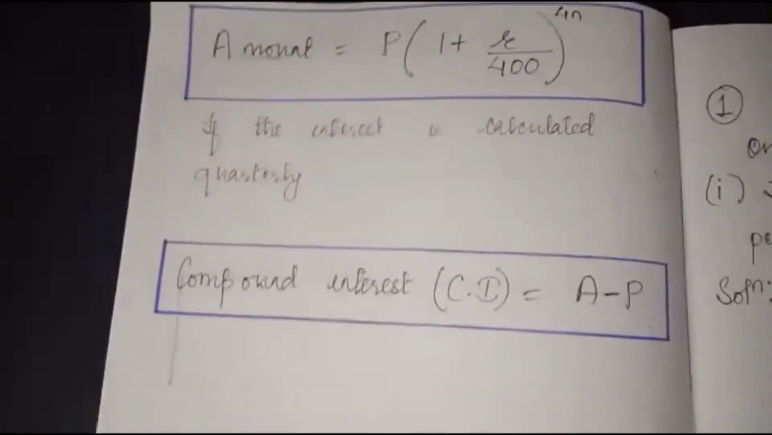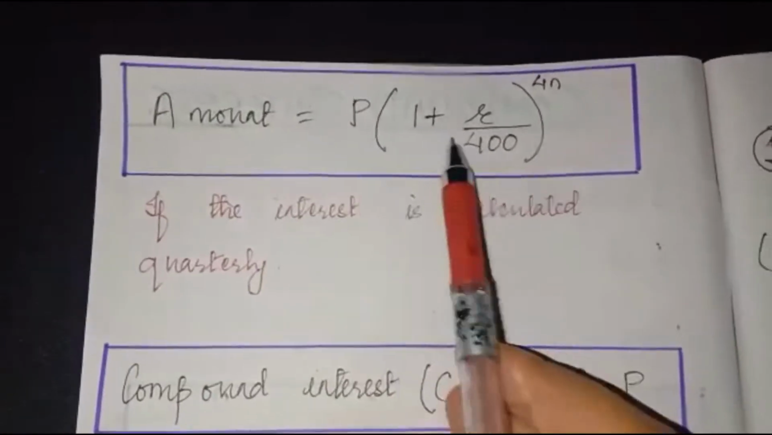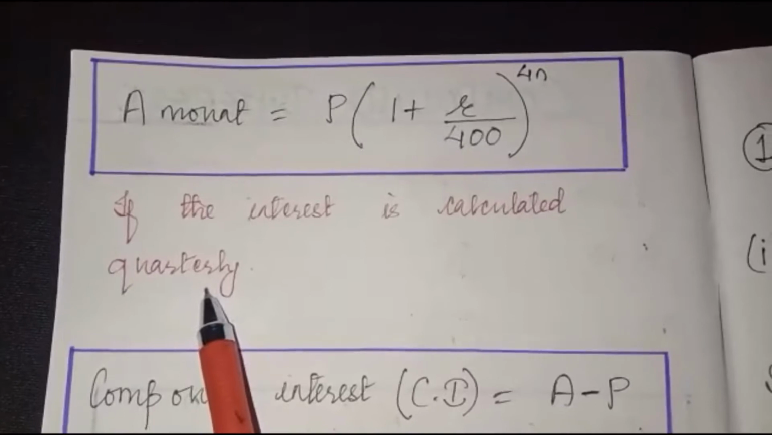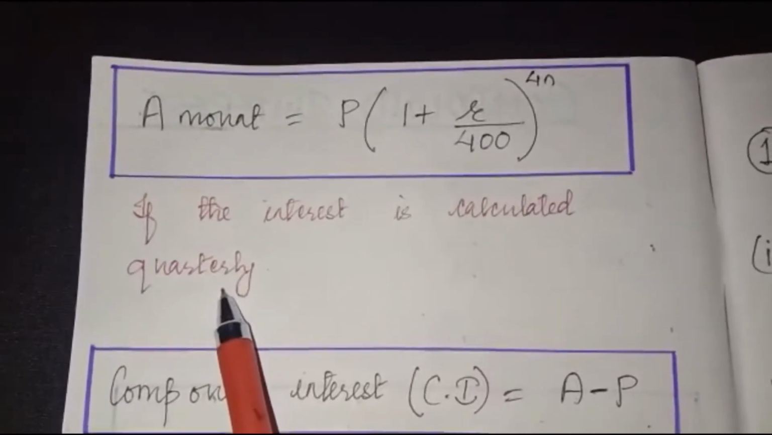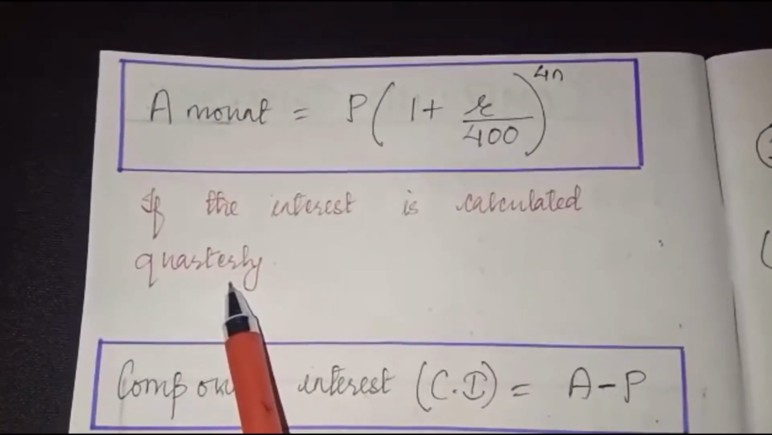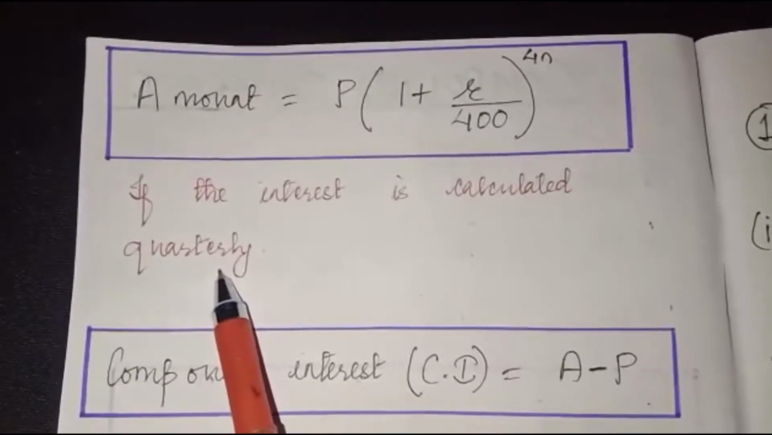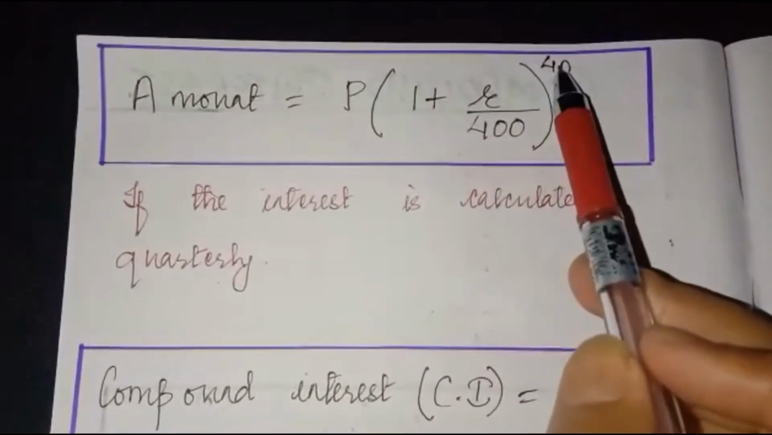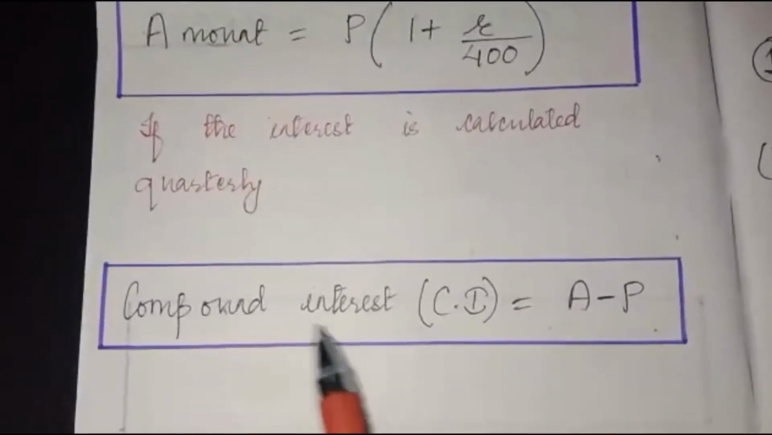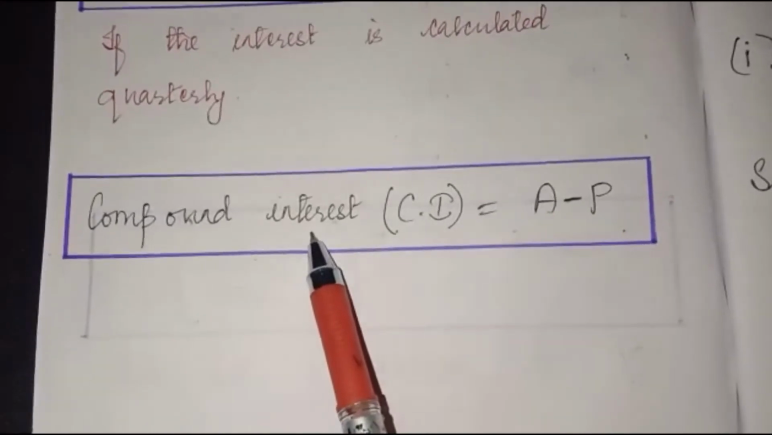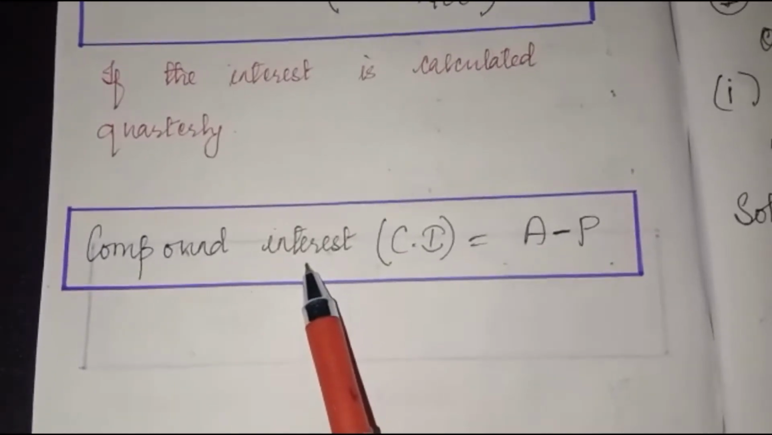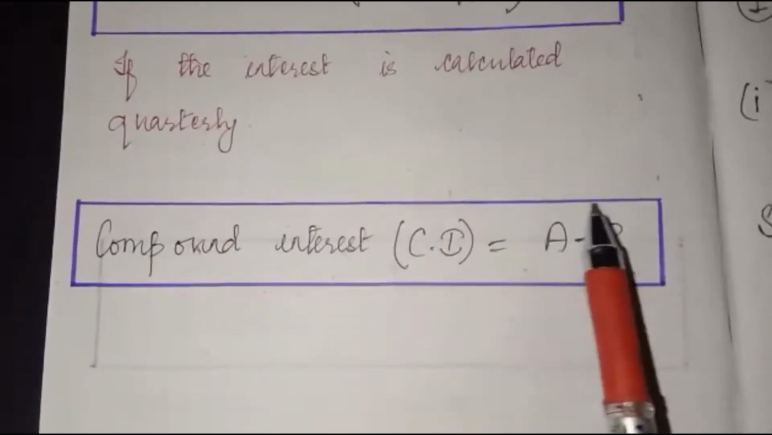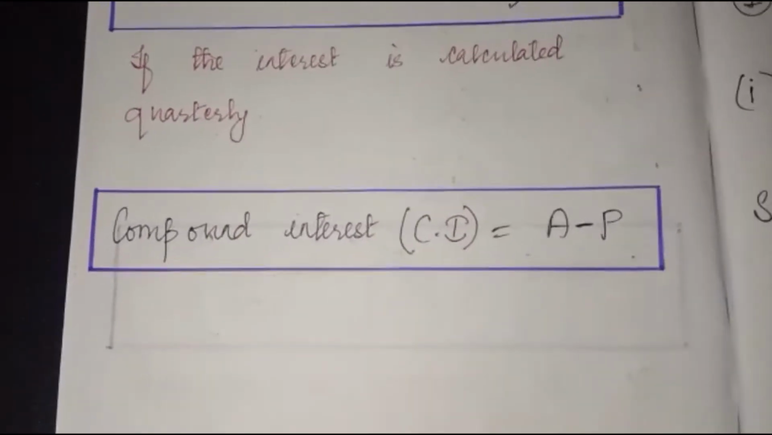Next, the amount is this one if the interest is calculated quarterly. Quarterly means to calculate interest after 3 months. So you have to calculate 4 times. Interest will be calculated 4 times in a year. So for quarterly, you have to use 4n and 400. To find compound interest in all those 3 cases, whether it is yearly, half yearly or quarterly, this is the formula: amount minus principal.